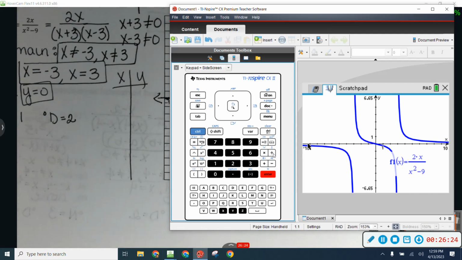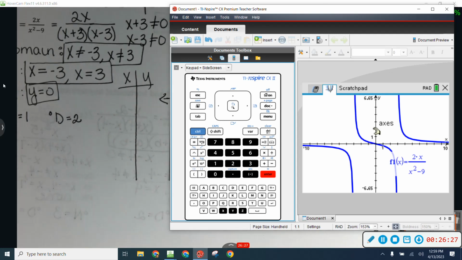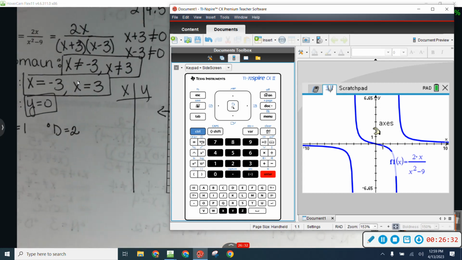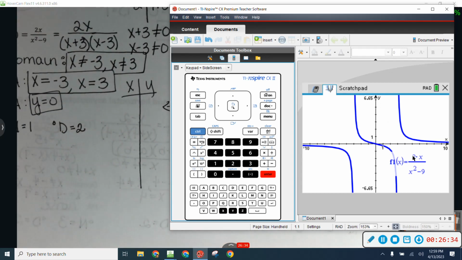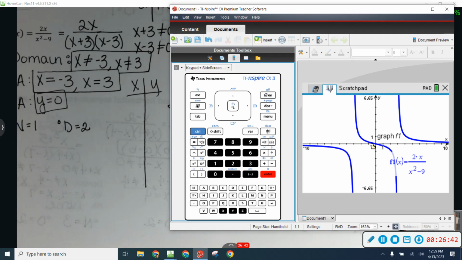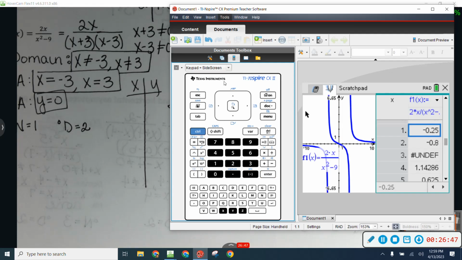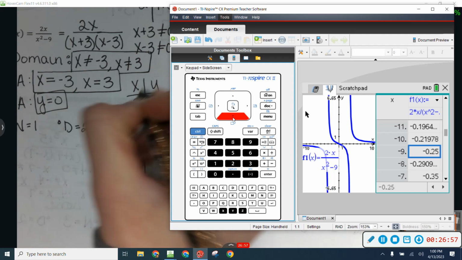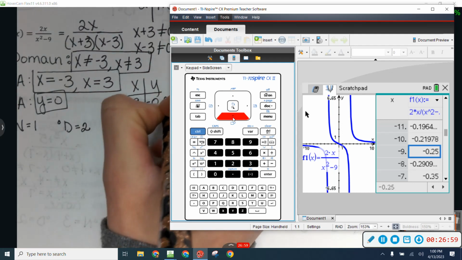Here, notice that I had 2 vertical asymptotes, right? So it kind of cuts this graph into 3 sections. Notice that this middle will be crossing my x-axis, which is my horizontal asymptote. That's okay to cross your horizontal asymptote. You will not cross your vertical, though. I'm still going to go all the way to -10 just to see what my points look like. Or -11. Okay, I'm going to do -9, -0.25.